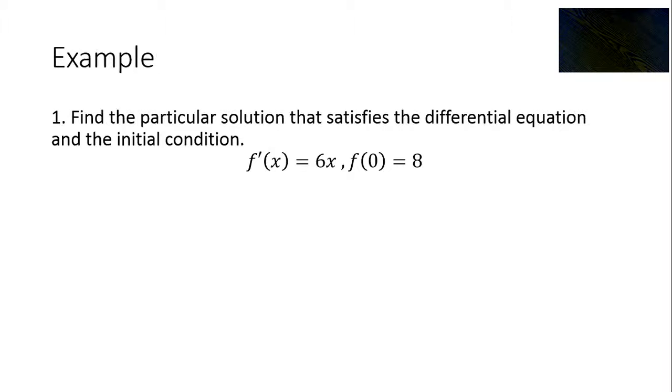So we'll start off here with an easy one. It says we want to find the particular solution that satisfies the equation, and they gave us f prime of x equals 6x and f of 0 equals 8. So they gave us that xy value along with the equation. So let's go ahead and take a look at that one.